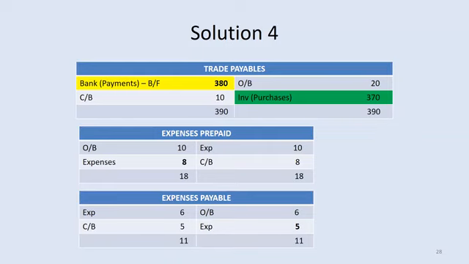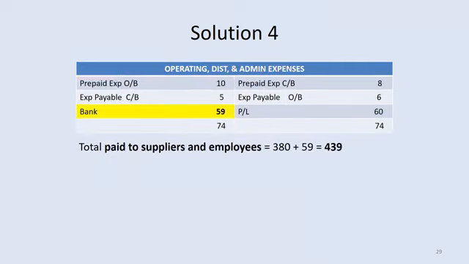Similarly, with expenses payable, our opening balance of 6 is reversed on the very first day of our financial accounting year. So think back to your accruals from first year. That would then be processed during the current financial year. If we have a closing balance of 5, that then means for the current financial year, an expenditure of 5 was processed. Okay, so that is typical for our accruals that would be processed on an annual basis with the initial reversal. Operating, distribution, and admin expenses.